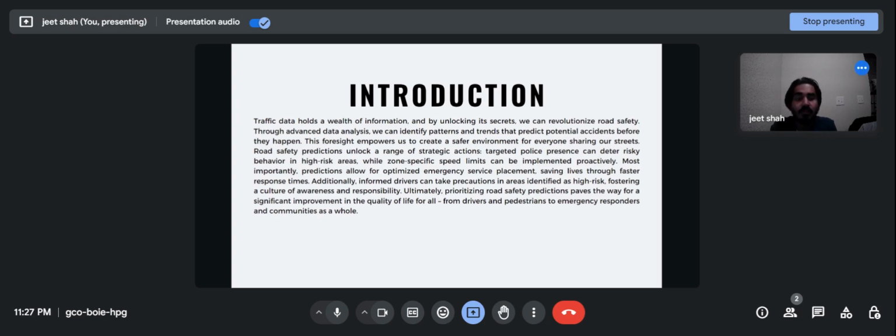It improves the quality of life for all drivers, pedestrians, emergency responders, and our community. Let's unlock the power of data and create a safer future for us on the roads. Let's dive into the problem statement.